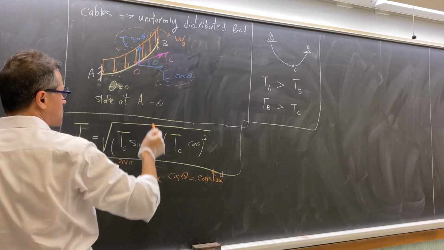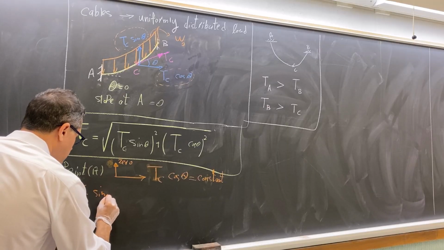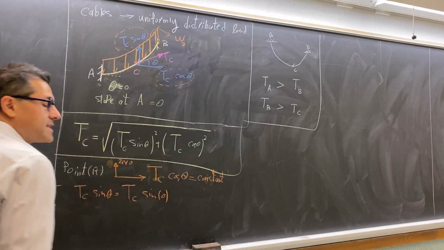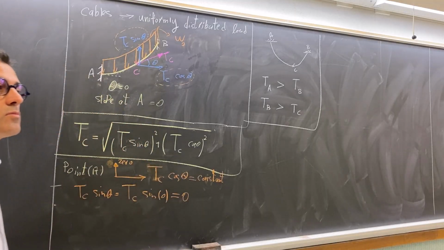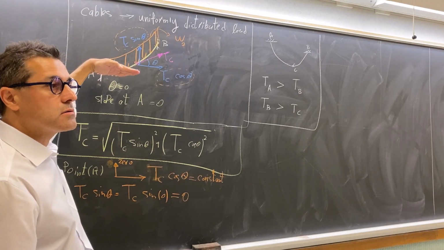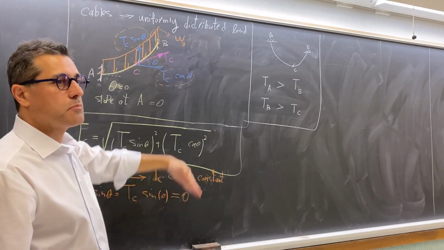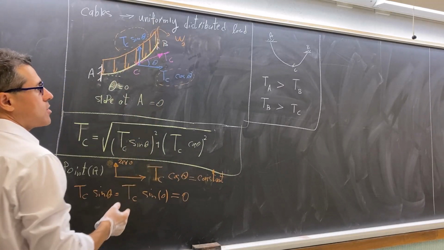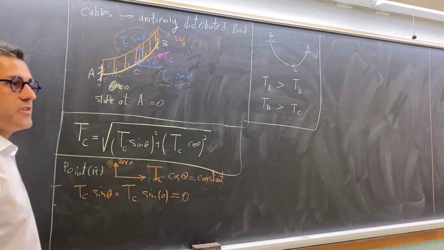Why is T C times sine theta 0? Because T C times sine of theta at point A is T C times sine of 0, because theta is 0 at point A. So of course this is 0. At point A we only have a horizontal force, and this horizontal force is the same for all of the points. What is added is a vertical component, which is T C times sine. And of course, the resultant value would be increasing with that.